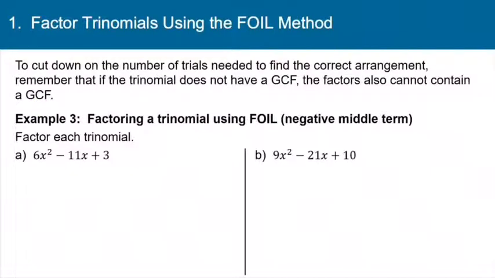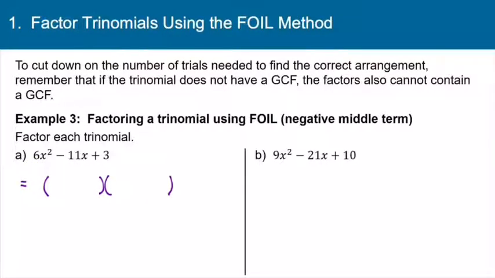So let's look at example 3. Here we have 6x squared minus 11x plus 3. Now notice that x is not common to all 3 terms, and nothing besides 1 goes into all 3 of these numbers. So there's no GCF here that we need to factor out. That's good. That means we can set down our 2 empty pairs of parentheses, and we can choose a pair of factors to represent 6x squared.